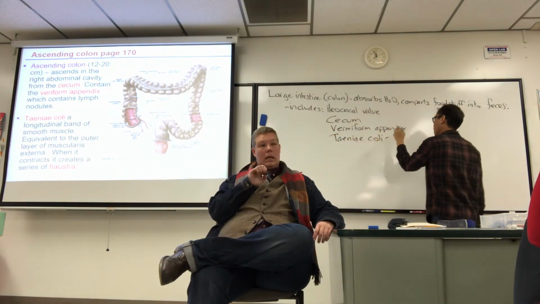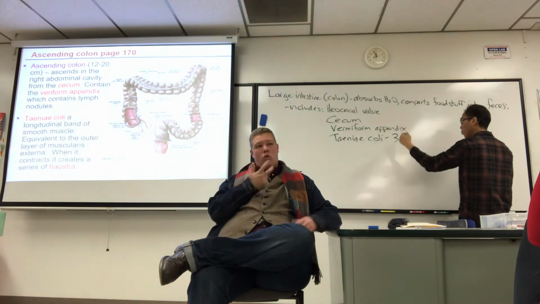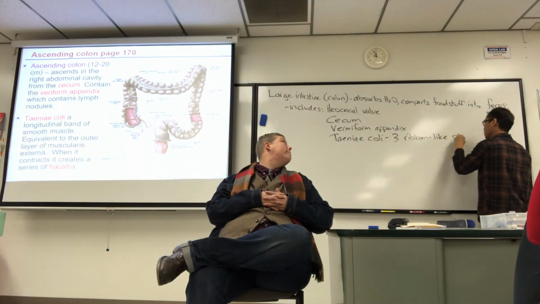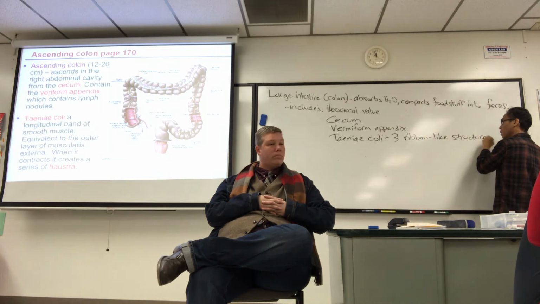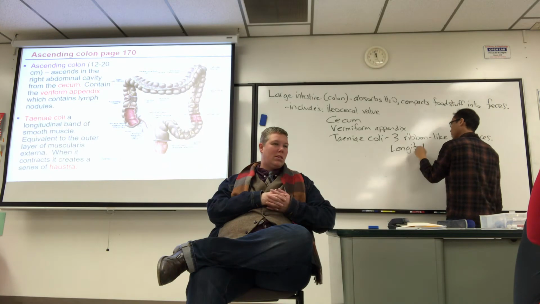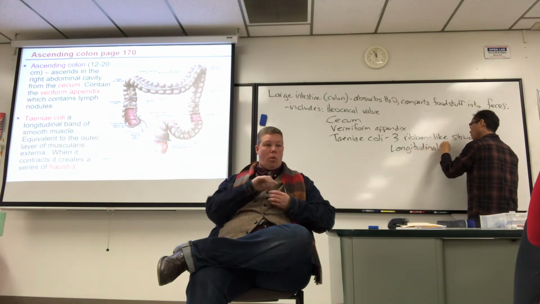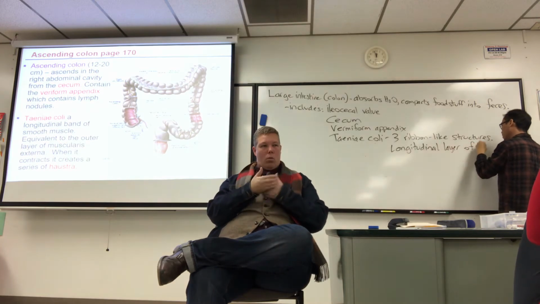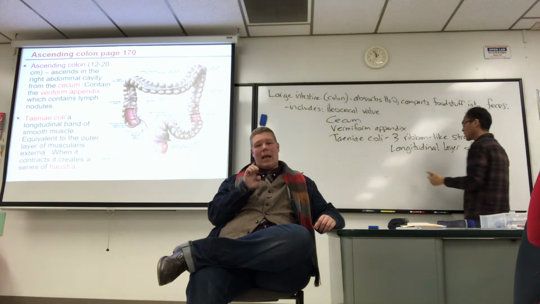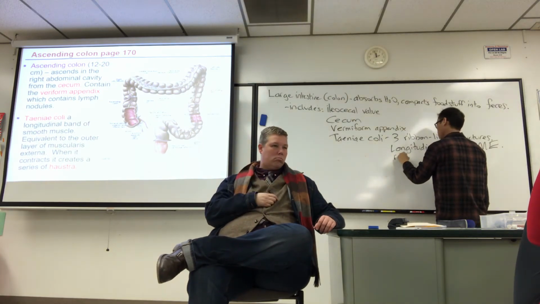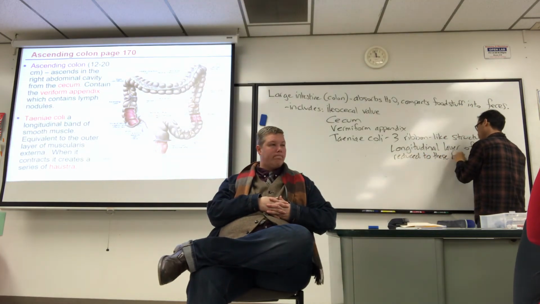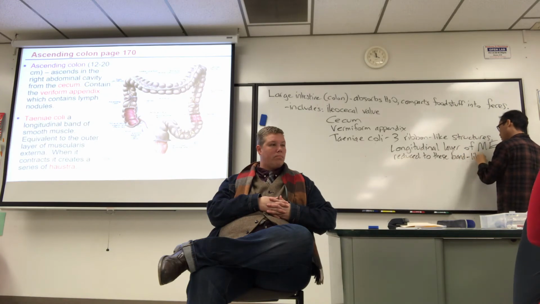Tenia coli, there's 3 of them, and you can see maybe one here. 3 ribbon-like structures. So again, the longitudinal layer of, I'll just put ME for muscularis externa, it's reduced to these 3 band-like structures.